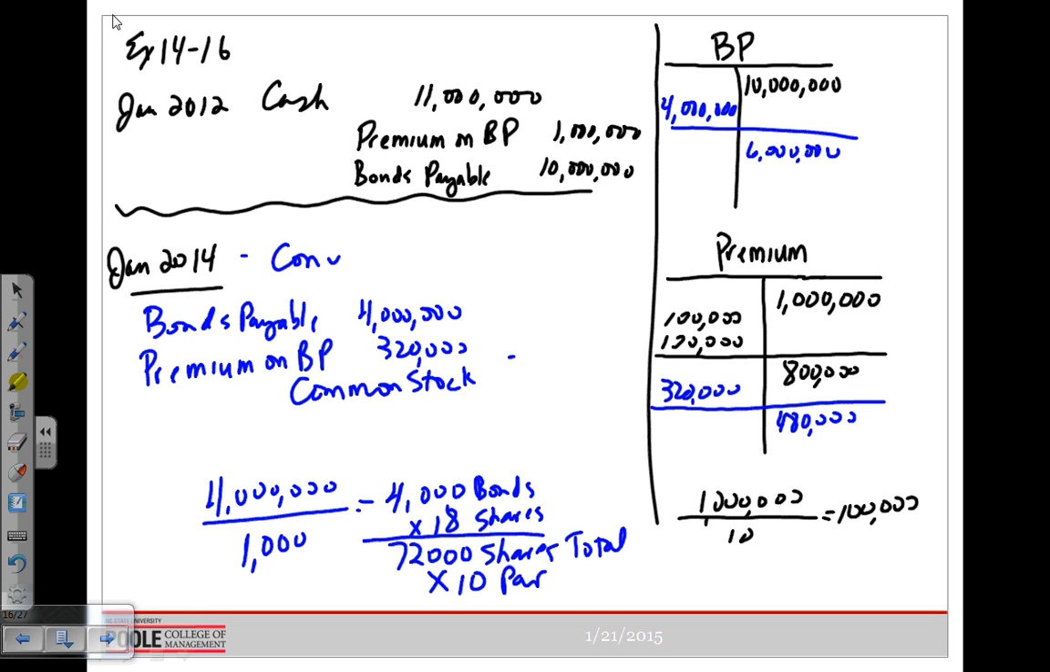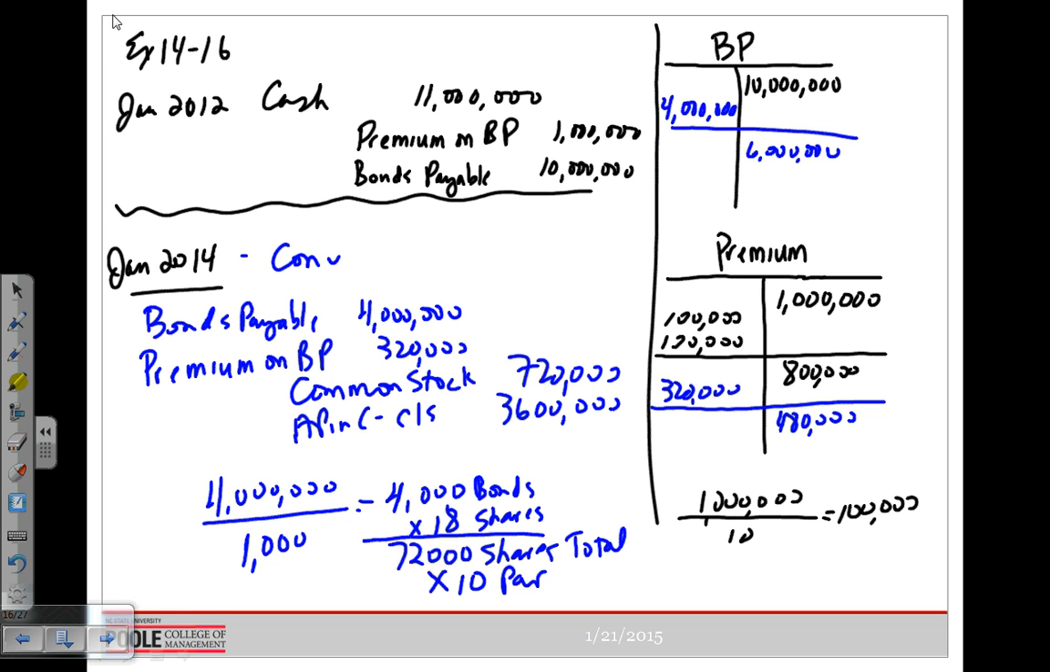So common stock, $720,000. And, right, I'd have additional paid-in capital common stock for the difference, and that would have been $3.6 million. And that would take care of my conversion of those. So this is the book value method, because we're just going to take the bonds off the books at carrying value and replace it with common stock and additional paid-in capital common stock. All right.